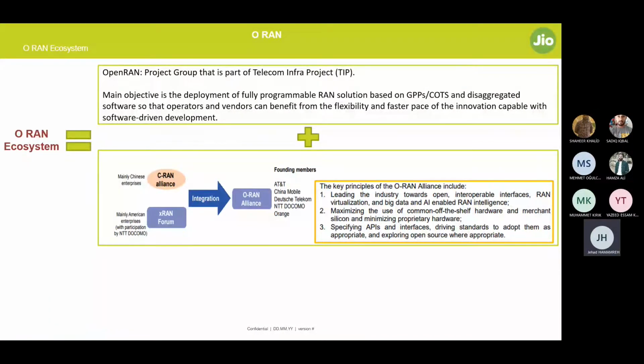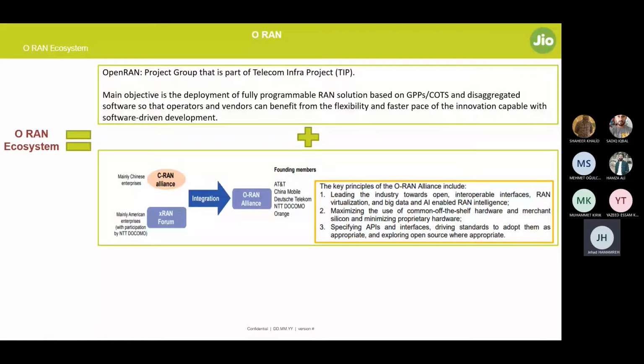So the Open RAN ecosystem is composed of two branches. One direction is coming from the Open RAN project group that's part of the Telecom Infra Project, which is a community, a consortium consisting of hundreds of companies and organizations around the world, gathered together in order to build and deploy fully programmable RAN solutions based on general purpose hardware devices, commercial off-the-shelf systems, and disaggregate software from the hardware. Why is this needed? So that operators and vendors can benefit from the flexibility and faster pace of innovation capable with software-driven development. So Open RAN means a project group under the umbrella of the Telecom Infra Project community or consortium.